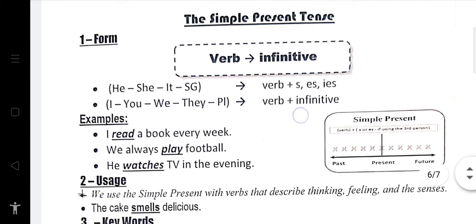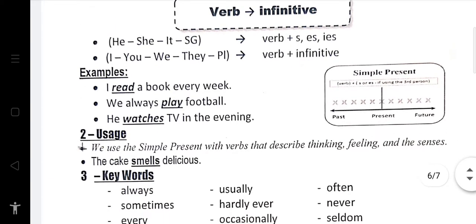What about the usage of this tense? We use the present simple with verbs that describe thinking, feeling, and the senses. Example: the cake smells delicious.